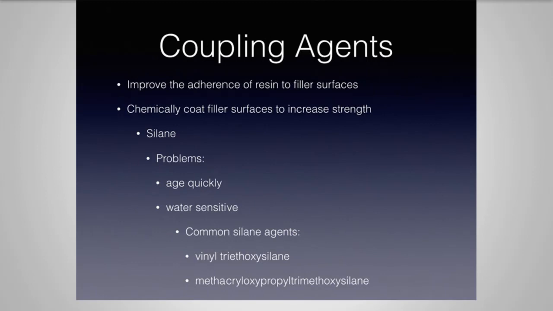Then there are these coupling agents that are added to improve the adherence of these resins to the filler surfaces. You chemically coat the filler surfaces. That increases the overall strength of the material itself. And the interesting part is one of these chemical coating fillers is the silane. Silanes, of course, we know that we use with a lot of our ceramics when we prepare them for cementation in today's world. But with the silane and the chemistry of composites, they see that there are some problems that develop with it, which is that the silanes can age quickly and are very water sensitive.